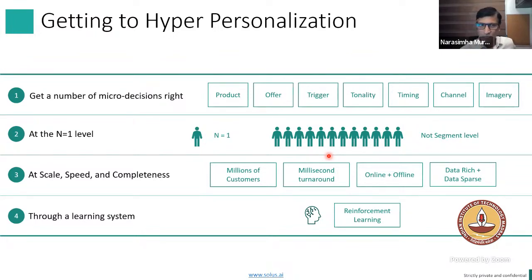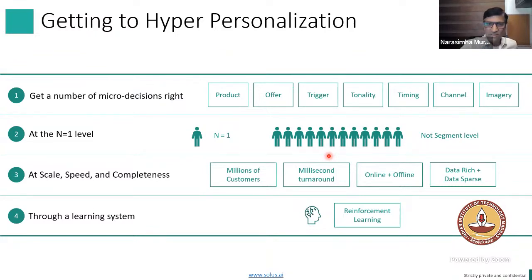So in order to get to hyper-personalization, it's all about getting those micro decisions right. Now imagine you need to do this for every customer that you have. If you think about a grocery chain, let's say like Big Basket, with 0.5 crore customers or 2 crores, you need to take these micro decisions for each and every customer.